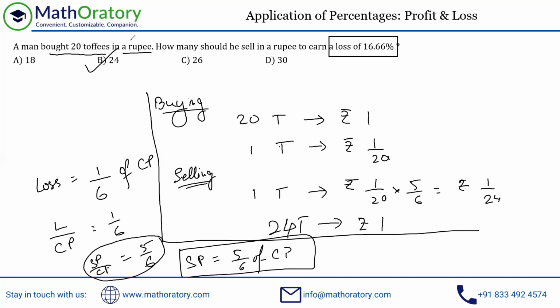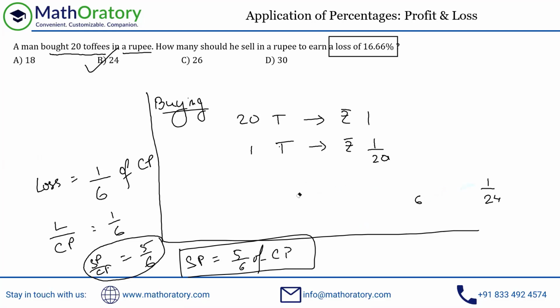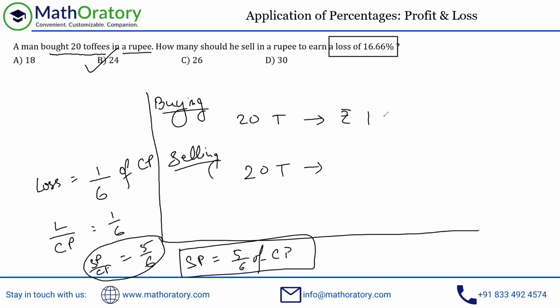You can actually do this using this initial information itself. So let me just show that angle as well. As I said, we will try to keep the units constant. So I'll not change the unit. So instead of getting it to 1 toffee, I can keep this as 20 toffees itself. It really doesn't matter in this context. So during selling, let's assume that he sells 20 toffees, and I'll try to figure out the price.